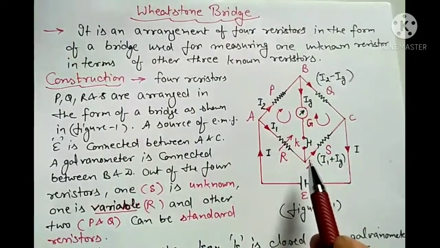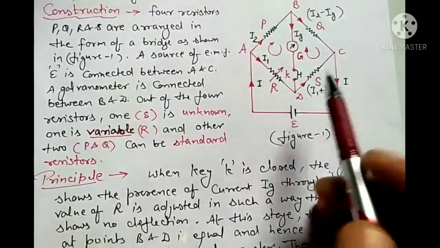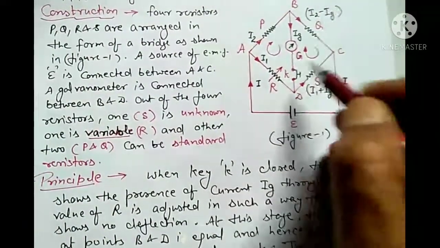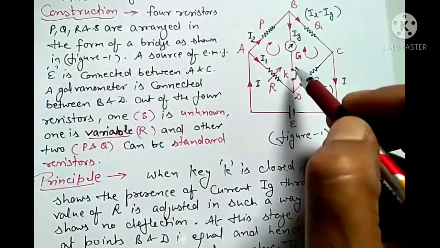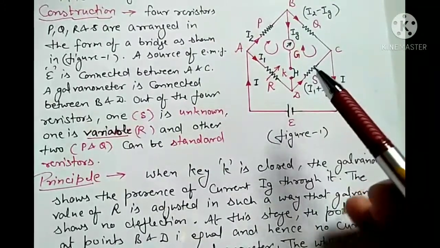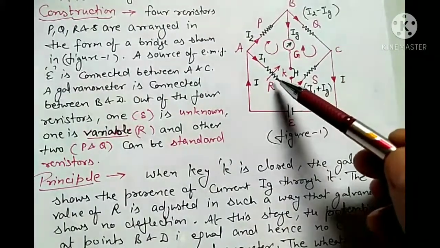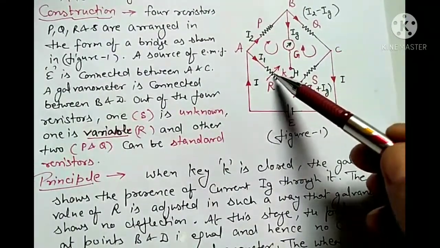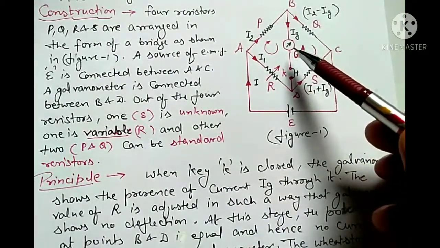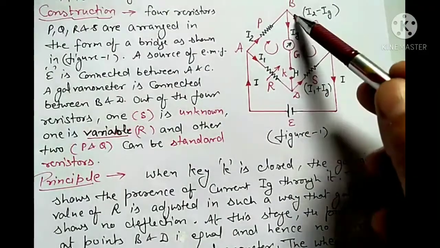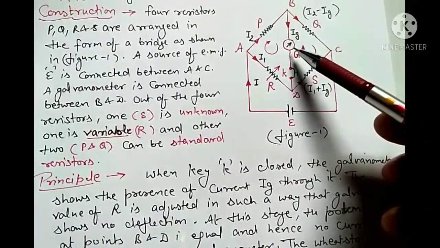Now let us consider the principle. On what principle does it work? When this key K is closed, the current flows through this circuit, and the galvanometer shows the presence of Ig current passing through it. The value of R is then adjusted in such a way that the galvanometer shows no deflection. At this stage, the potentials at points B and D are equal, and hence no current flows through the galvanometer.